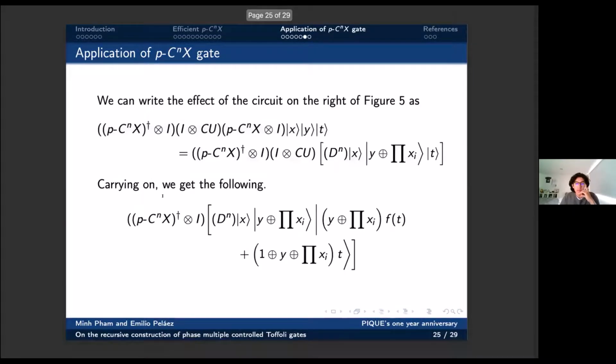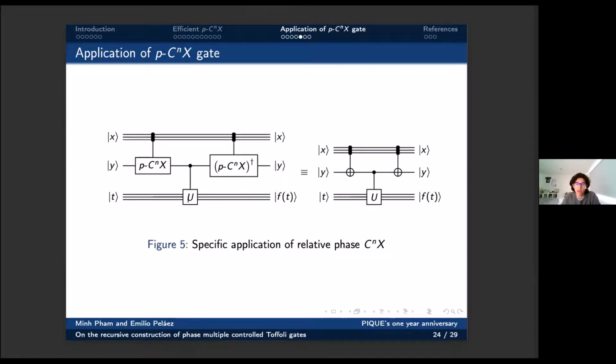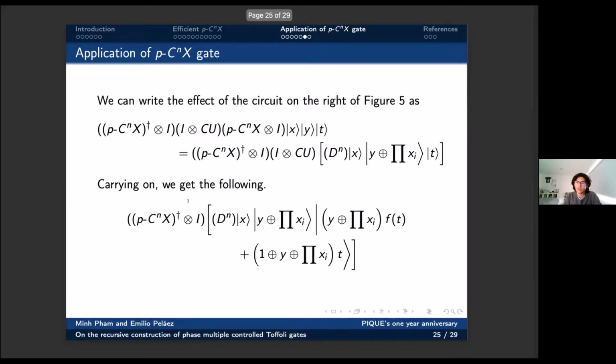So yeah, applying the first one just in the Y register applies the same as a normal CNOT, Y plus the product of Xi, which is the AND, and applies the phase gate to the X register. Then we apply the identity tensor control U operation: identity on X and control U on Y and T. That just uses the product from the first CNOT and applies it to the T register. So this is the final product, and the phase still stays the same.